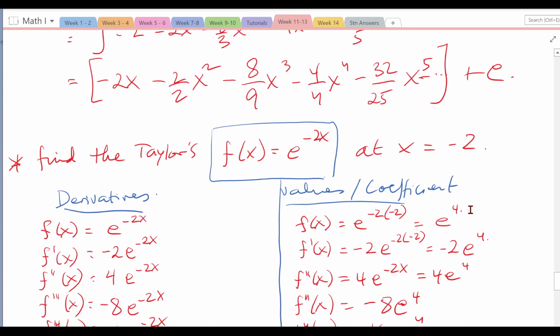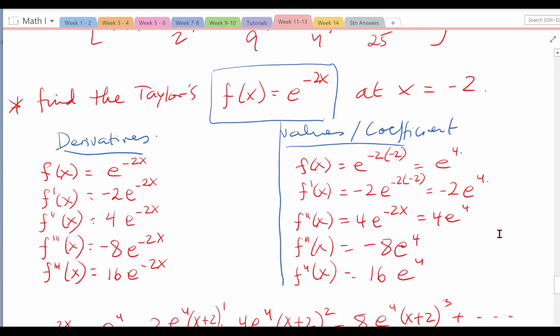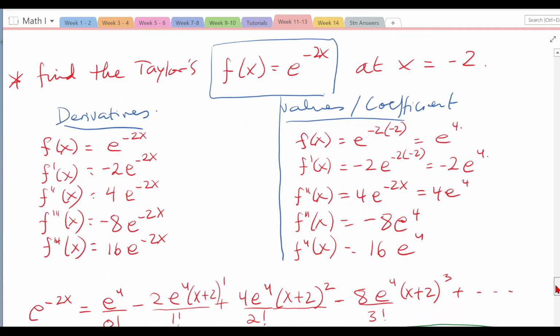Okay, next question. You can pause the video, by the way. If you need to pause the video, feel free. If you want to take a note, just pause the video and take a note.